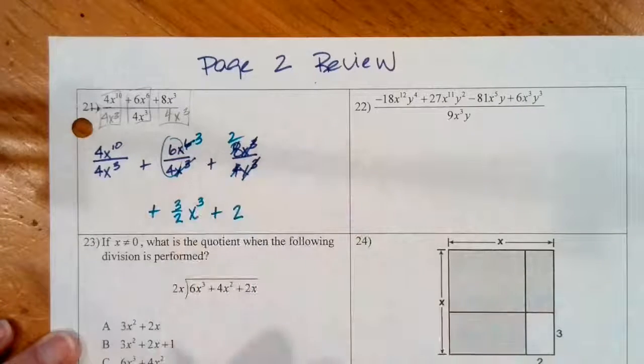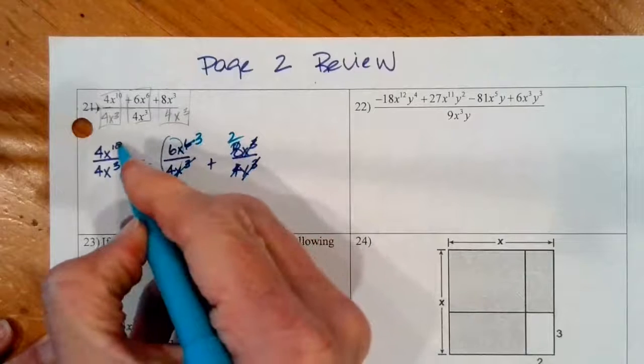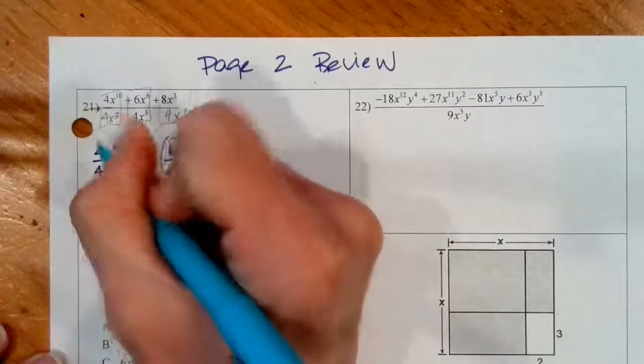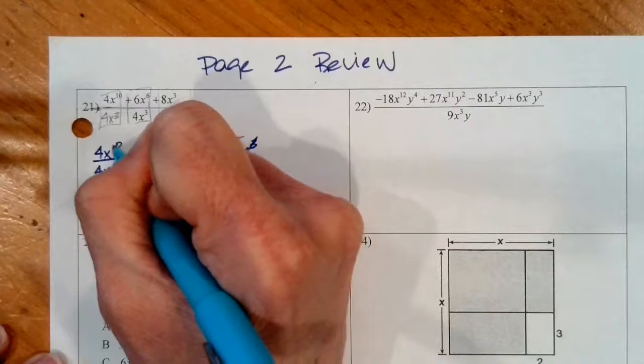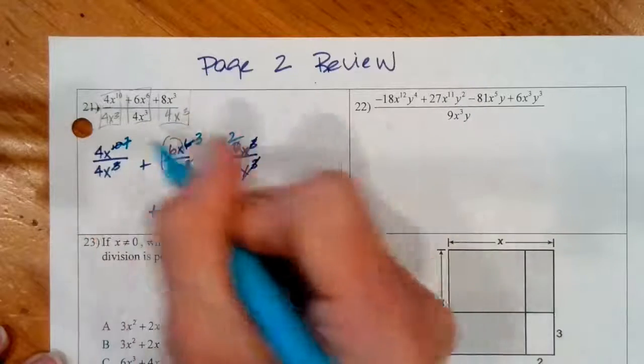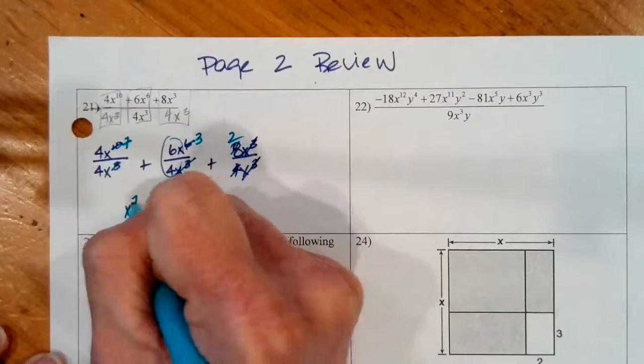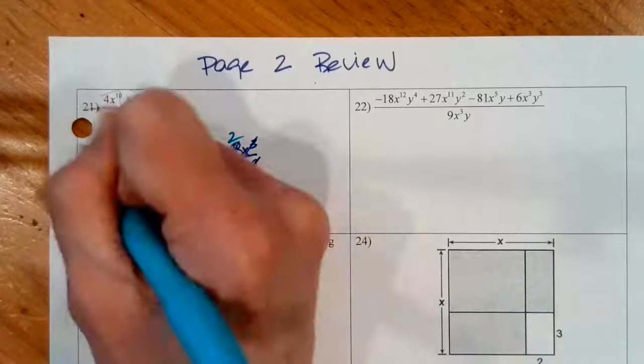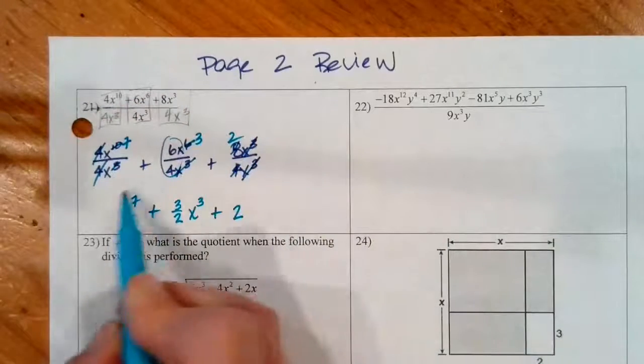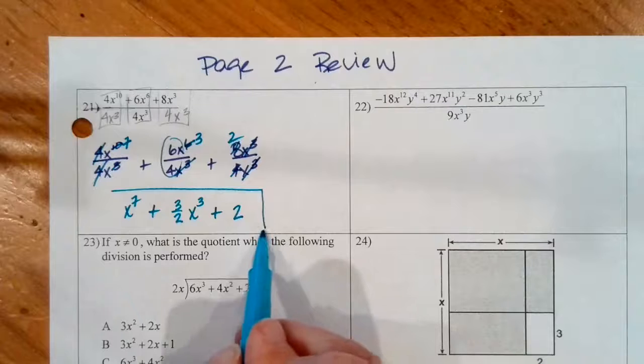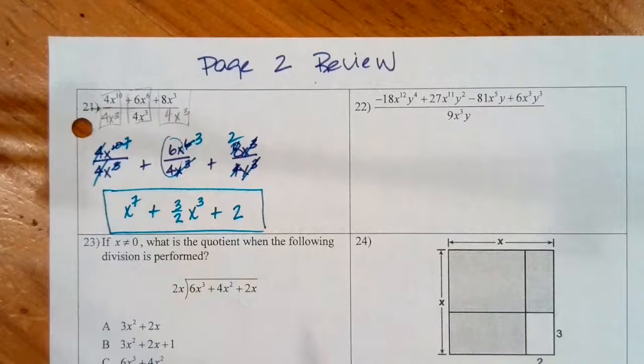Alright, let's see what's over here. 10 x's up top, 3 down bottom. They're going to cancel out and leave me with 7 x's in the numerator only. My 4's cancel out. So here is my final answer using division.